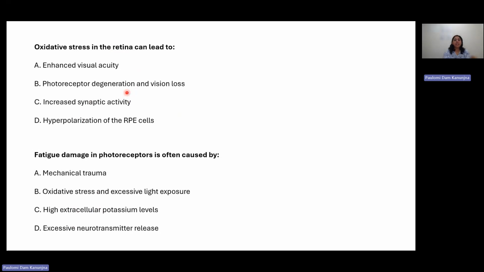Similarly, if you have fatigue damage in photoreceptors, where fatigue is basically overuse, why is the fatigue damage coming? Is it because of mechanical trauma? Is it because of oxidative stress and excessive light exposure? Is it because of high intracellular potassium levels, or because of excessive neurotransmitter release? Easy question, shouldn't be very difficult to answer. It just follows logic.